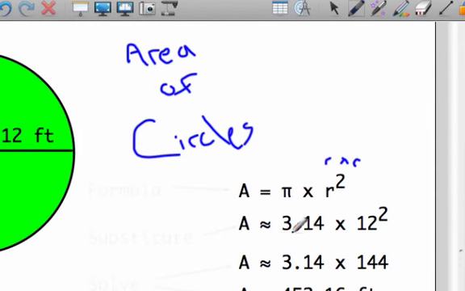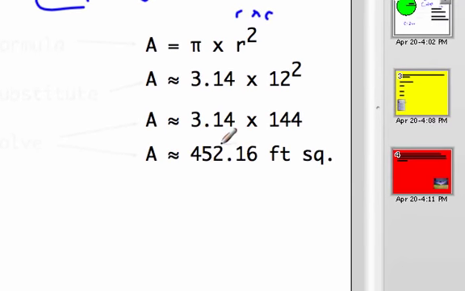That's because pi does not equal 3.14. Hopefully we recognize pi is an irrational number. It just keeps going on and on. I could not make a video long enough to tell you all about the numbers in pi. Eventually, down here we get our final answer, which is the area is approximately 452.16 feet squared.